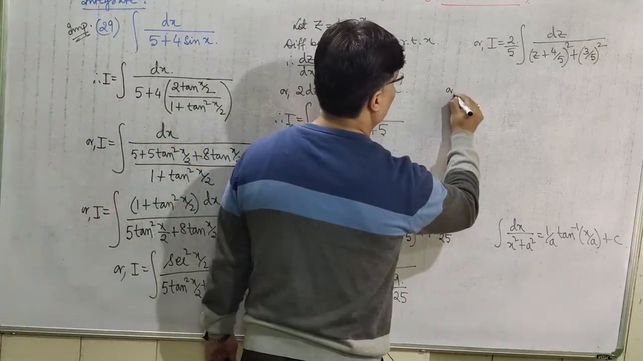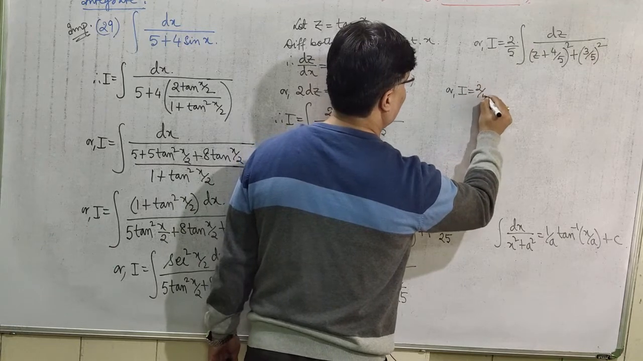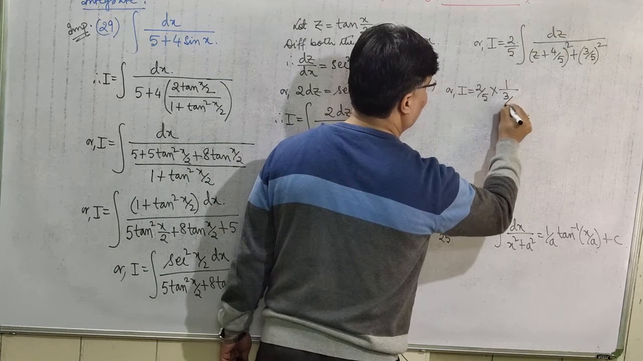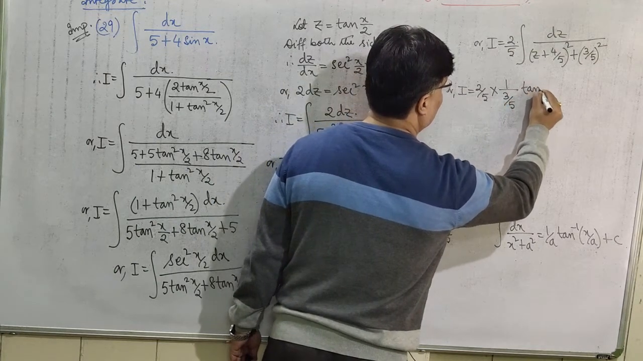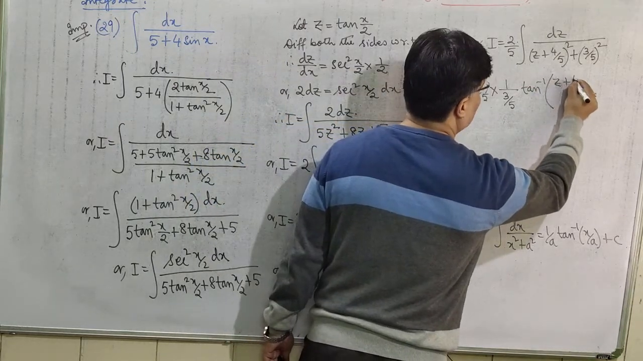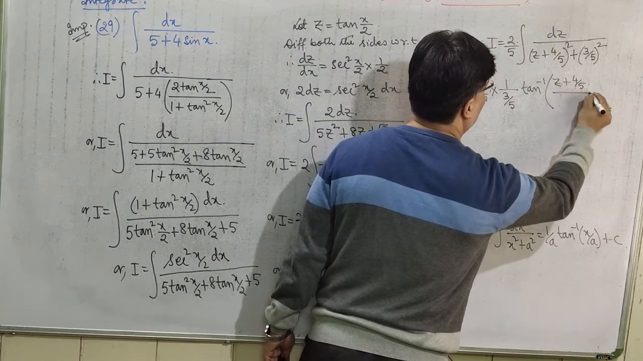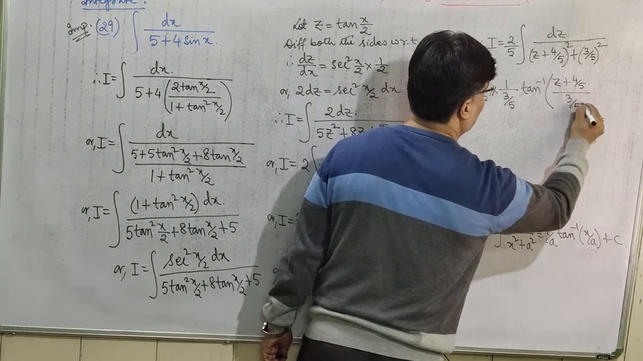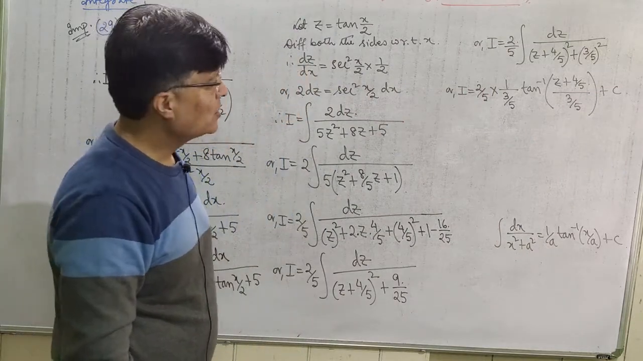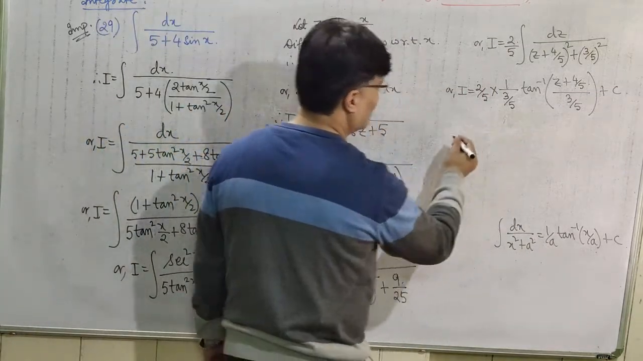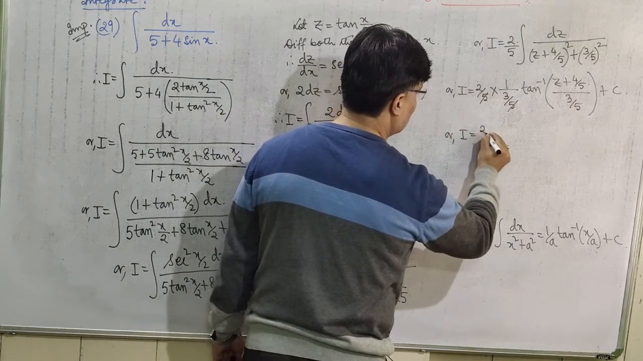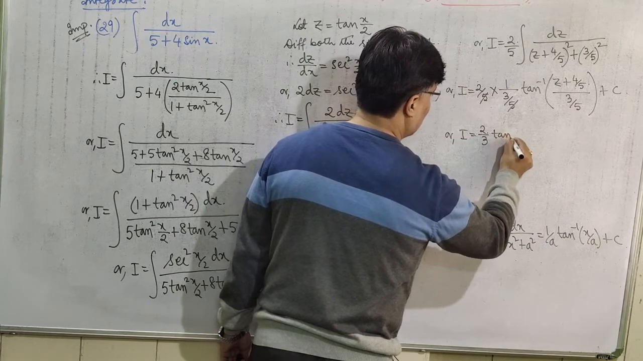So let us use the formula. I is equal to 2 by 5 into, what is 1 upon a? 1 upon 3 by 5. Then tan inverse x by a. What is x by a? It is z plus 4 by 5 divided by, what is a? 3 by 5, bracket closed, plus c. So I think you have understood it. So let us simplify it. Here 5 gets cancelled, or I is equal to 2 by 3 tan inverse.